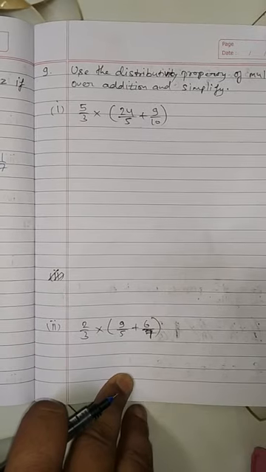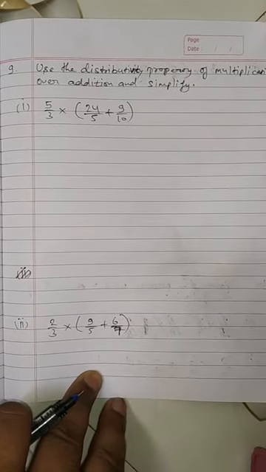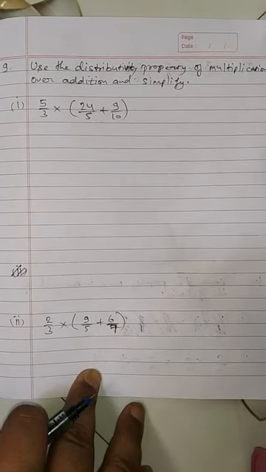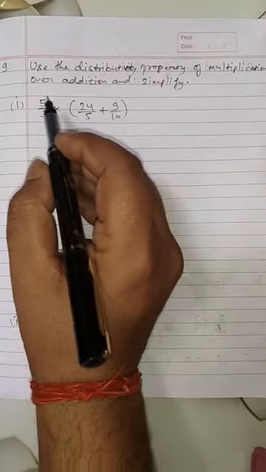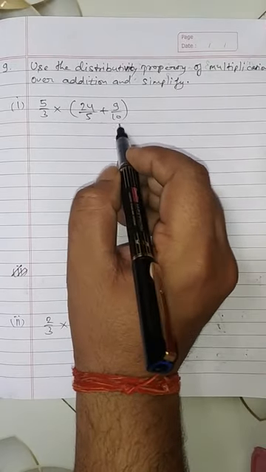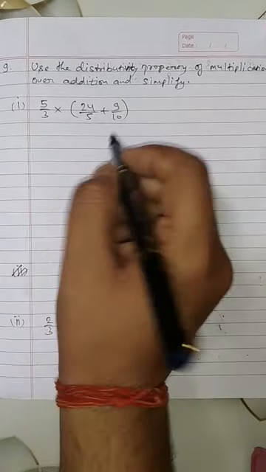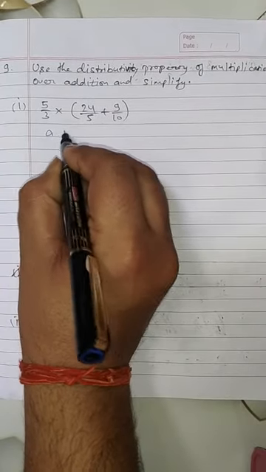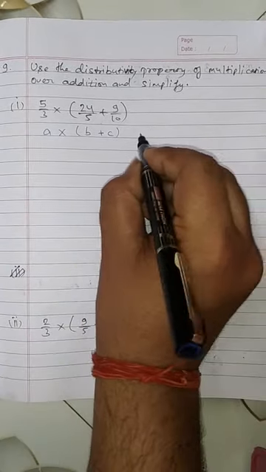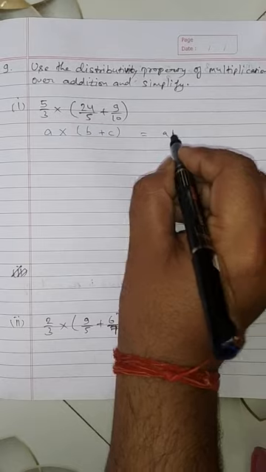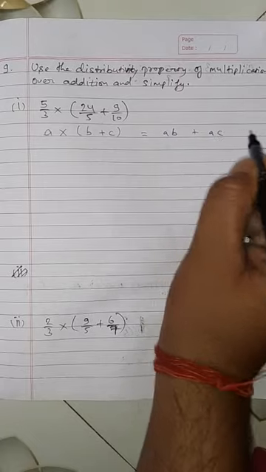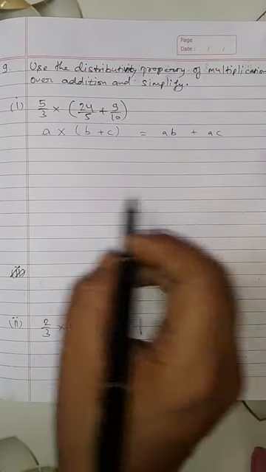Next is number 9. Use the distributivity property of multiplication over addition and simplify. Our first part is 5 upon 3 multiply by bracket start 24 upon 5 plus 9 upon 10 bracket close. So the rule of distributivity is like this: a multiply by (b plus c) equals to a into b, ab, and a into c is ac. Now these two will be added.